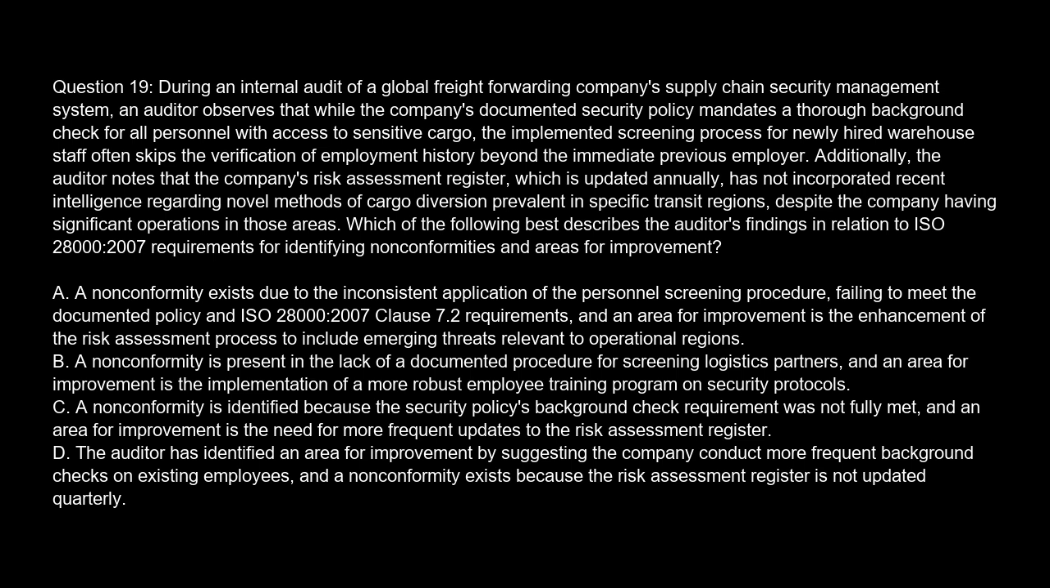Option C. A nonconformity is identified because the security policy's background check requirement was not fully met, and an area for improvement is the need for more frequent updates to the risk assessment register. Option D. The auditor has identified an area for improvement by suggesting the company conduct more frequent background checks on existing employees, and a nonconformity exists because the risk assessment register is not updated quarterly.